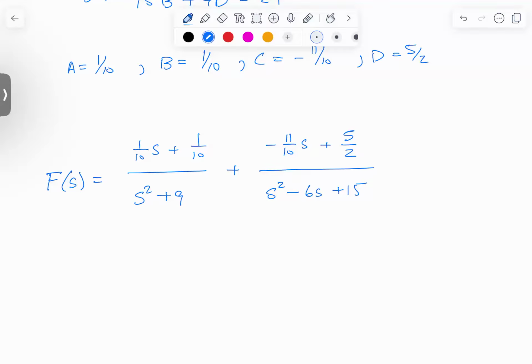Because remember what we're doing. What are we trying to do? Reverse transform. Inverse Laplace transform. So to our table I go. Does anything look familiar? Code, I guess between like 17 and 20.